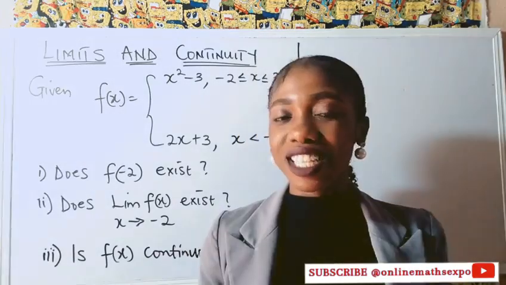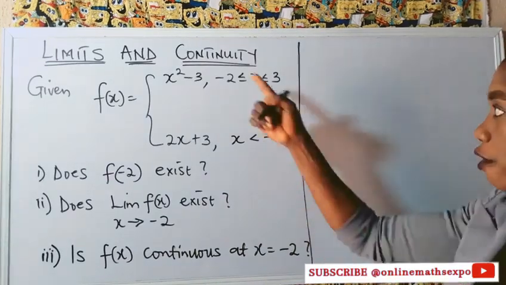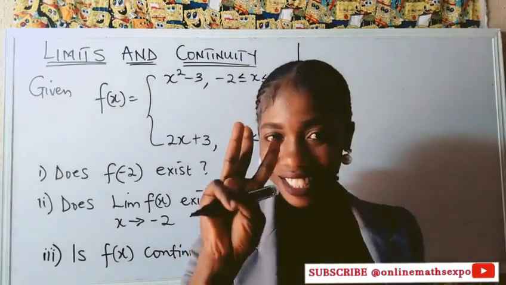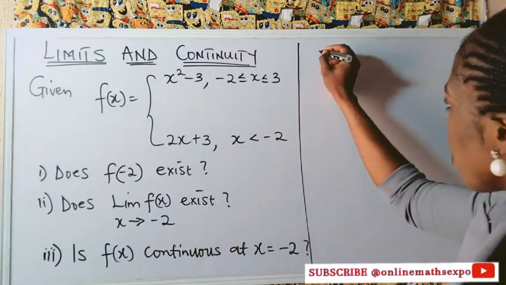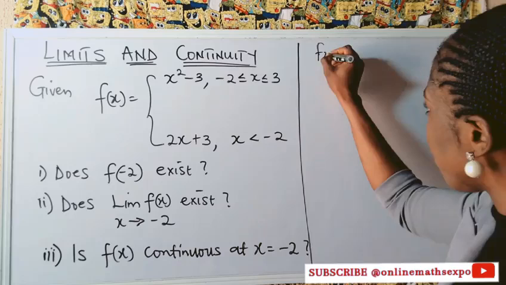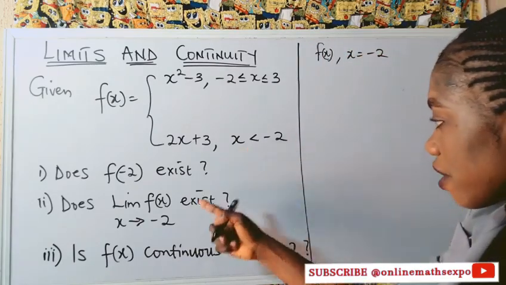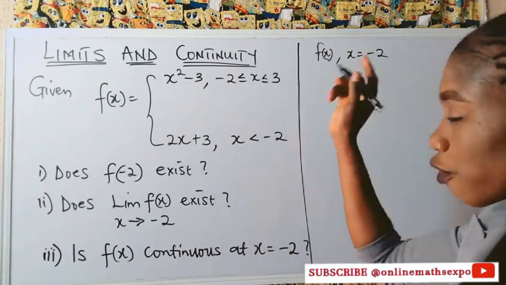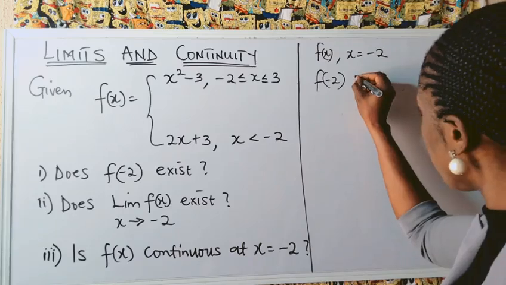Now, if you're ready for today's class, let's work it out on the board. Okay, for a function to be continuous, three things. One, the function must be defined. If I'm given a function and we are at x equal to -2, like we have it here, then for it to be continuous, f of -2 must be defined.